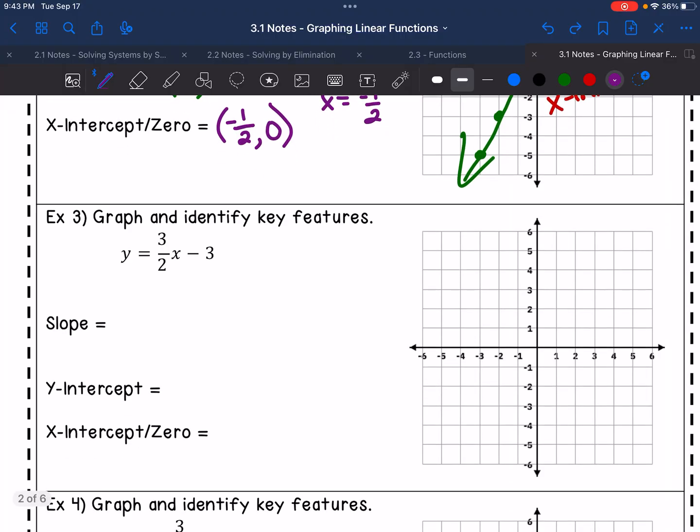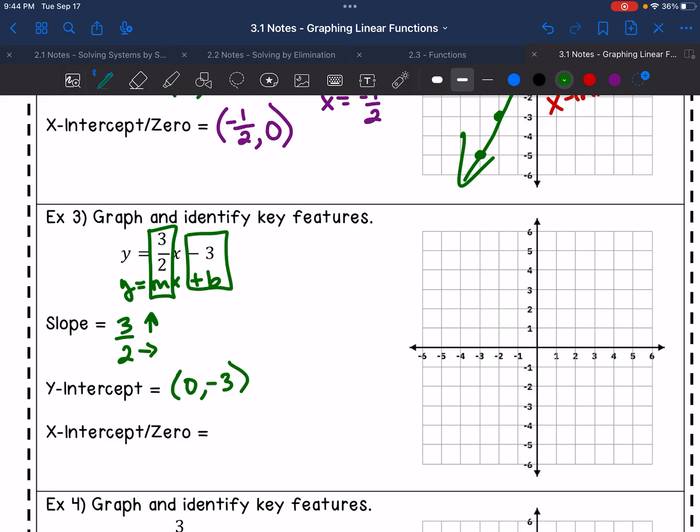All right, example 3. If you're kind of getting comfortable with this, go ahead and give it a shot. We've got y equals mx plus b. My m this time is 3 over 2, and it is positive, so we're going up by 3, right by 2. My b is a negative 3, so that's the point 0, negative 3.